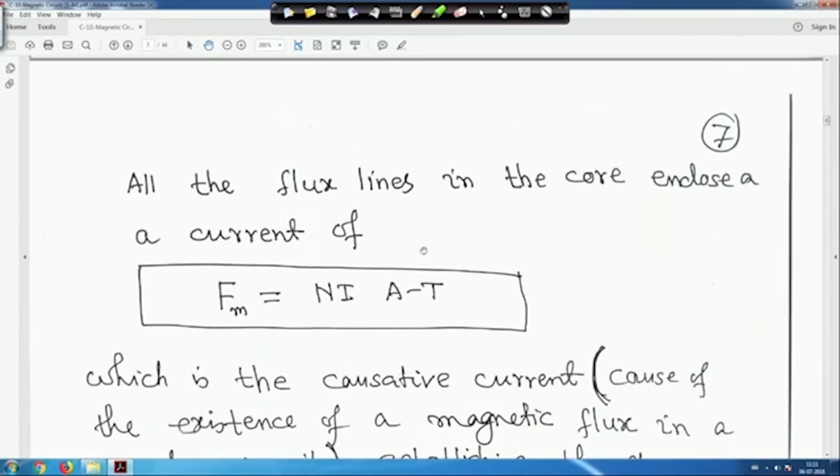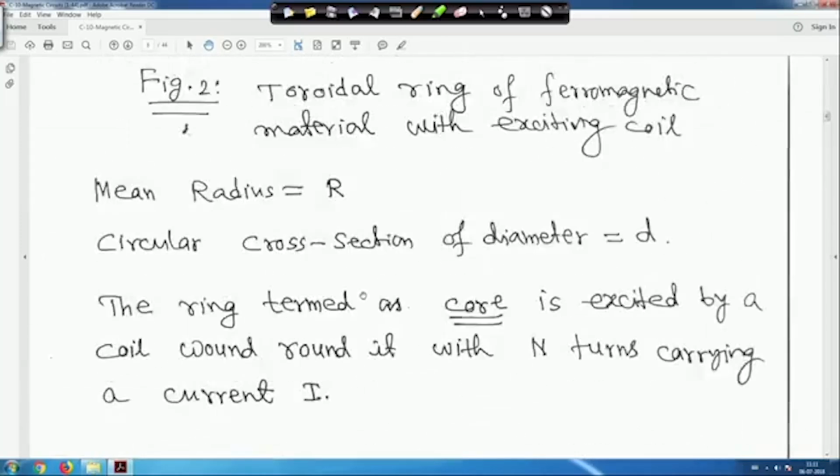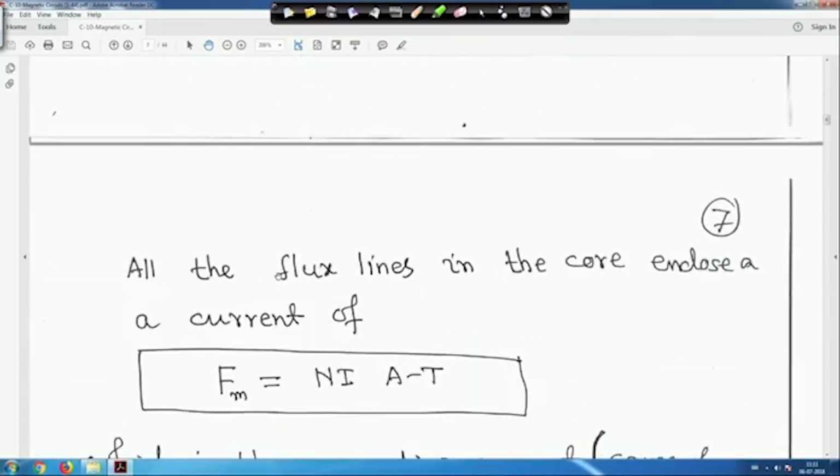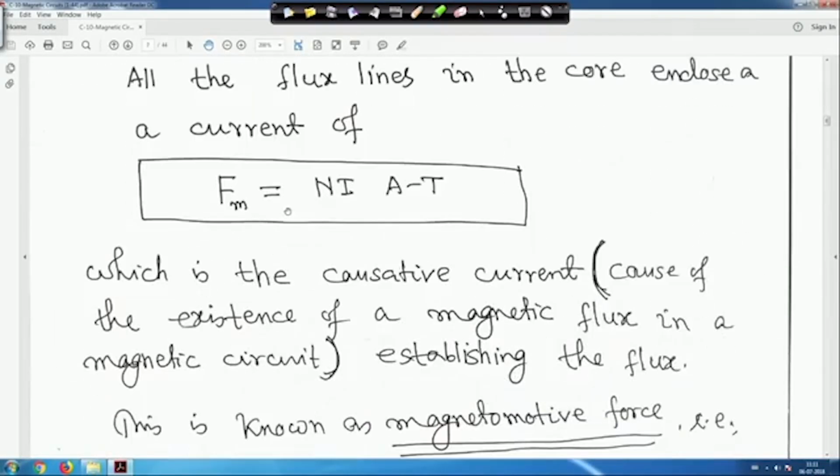So that means the flux lines in the core enclose a current of Fm equal to Ni, right. Here the number of turns is N, the current is I. So your magnetizing force, or sometimes we call it MMF, that is Fm equal to Ni ampere turns, because I is ampere and N is turn. So its unit we call ampere turn.